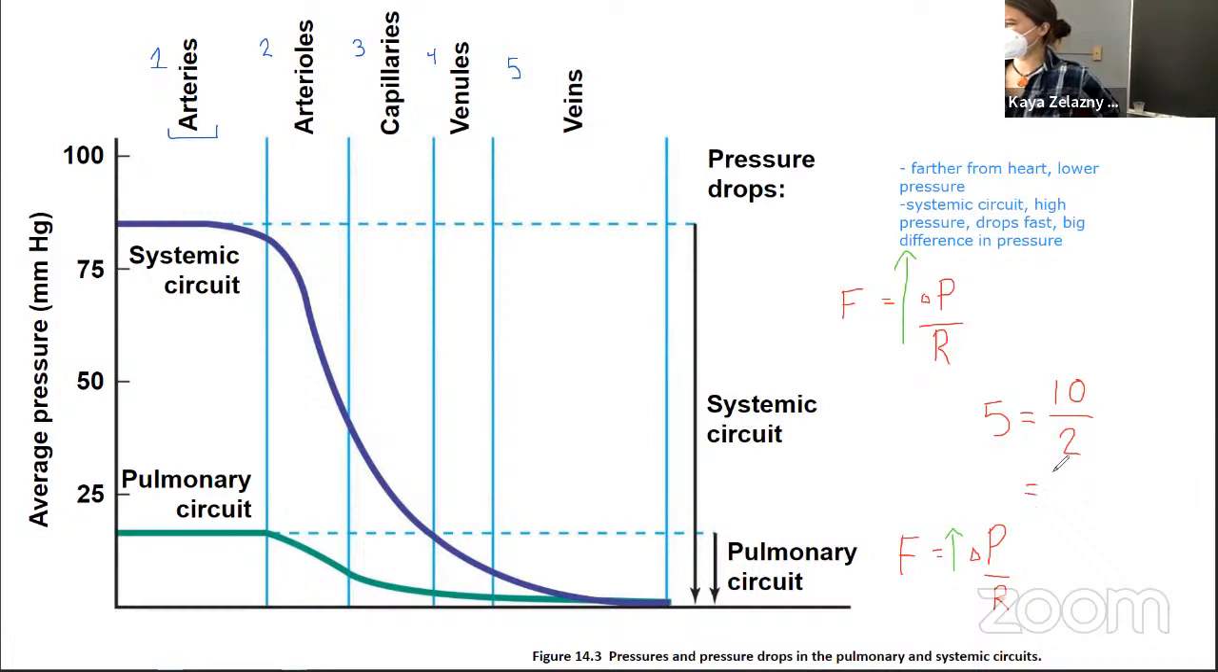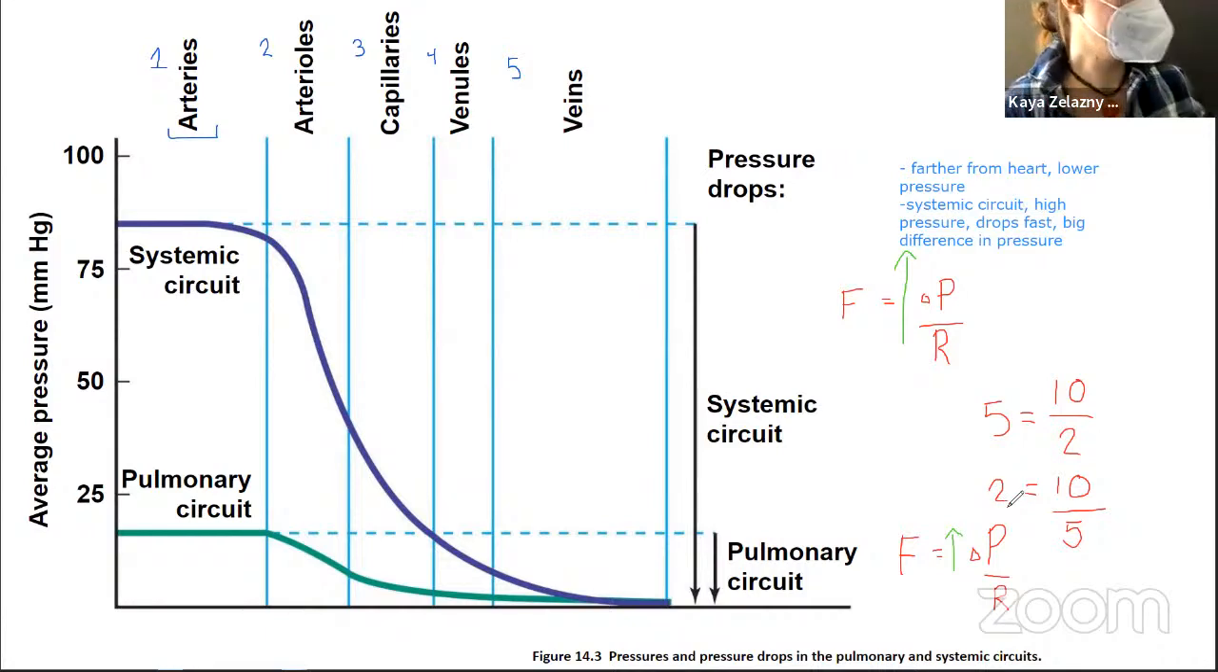Let's say we have a resistance now. Let's pick that same pressure actually, 10. Let's say our resistance is now 5, so we have a higher resistance. What happened to this number? Yeah, it goes down. So now we have a flow of 2.